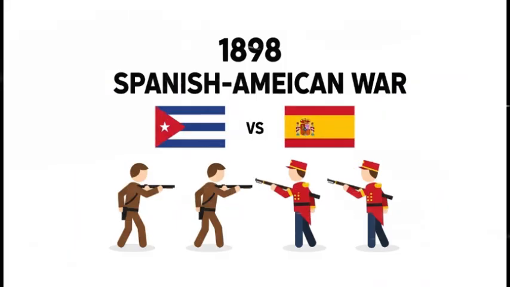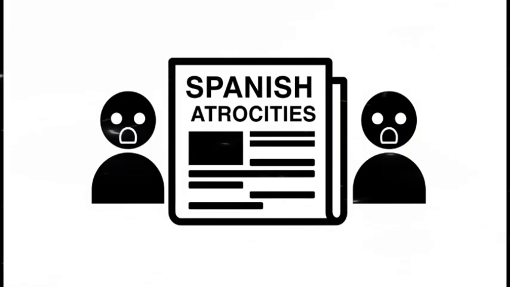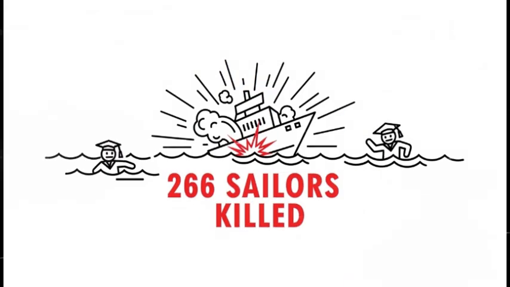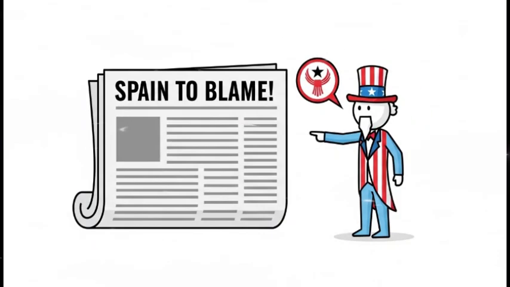How America got an empire, the Spanish-American War, 1898. In 1898, Cuba was fighting for independence from Spain. American newspapers ran stories about Spanish soldiers starving Cuban civilians in camps, and public pressure to step in kept building. Then in February the American battleship USS Maine blew up in Havana Harbor and killed 266 sailors. No one knew what caused it, but newspapers blamed Spain and the country went to war.